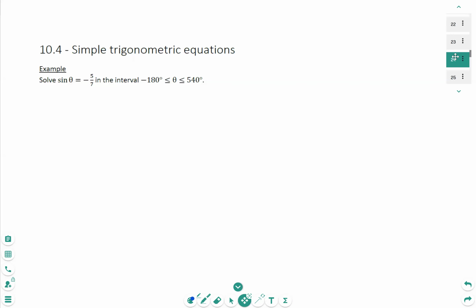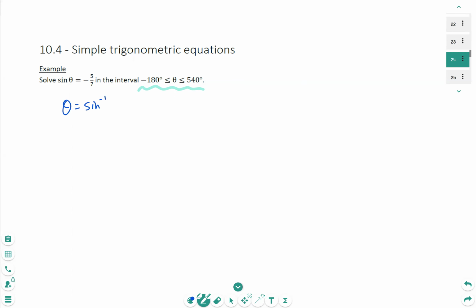We're not done yet. Okay, so next one. Now, what's different compared to the previous one is you can see the range is different. Regardless, let's carry on, do the normal thing first. So sine theta equals minus 5 over 7.